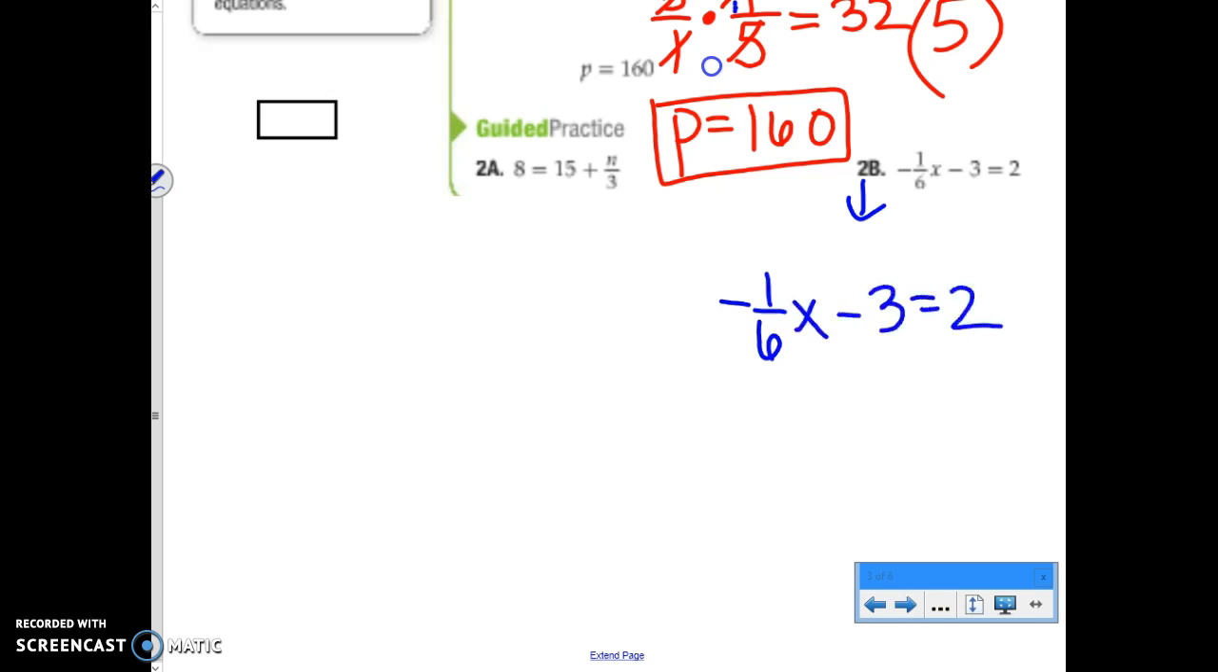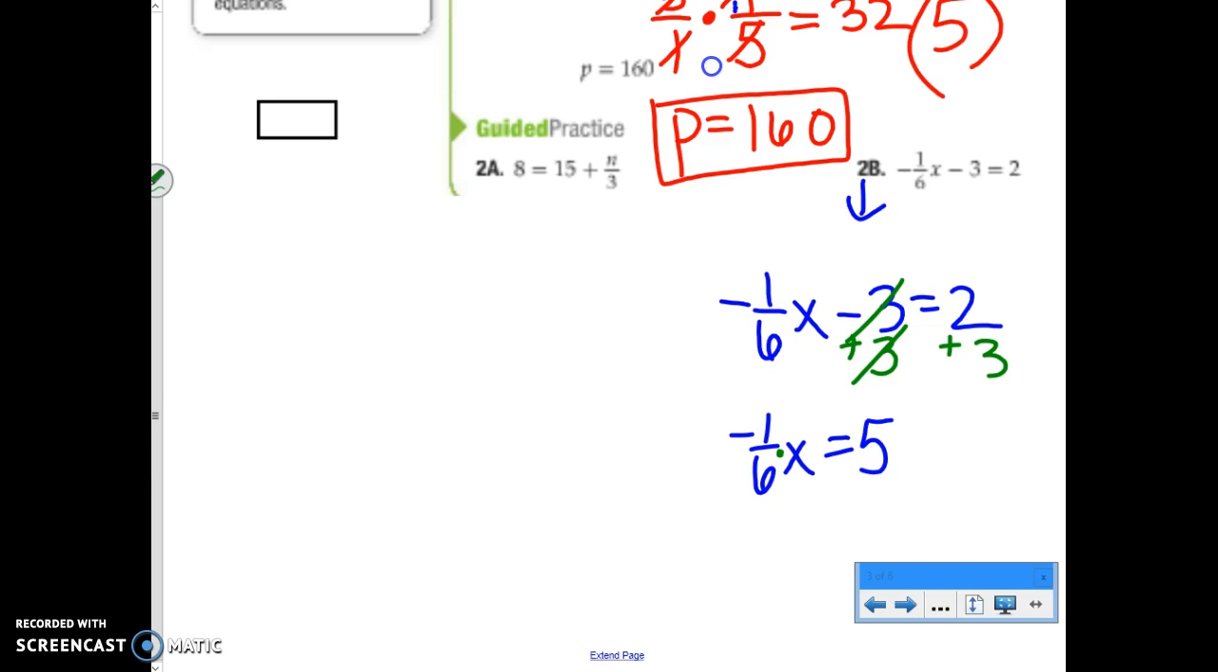All right, so the first step we need to do, remember, is get rid of any terms that do not have the variable next to it, which would be this negative 3. The opposite of subtracting 3 is adding 3 to both sides. And when I do that, those cancel, and I'm left with negative 1/6 times x equals 2 plus 3 gives me 5.